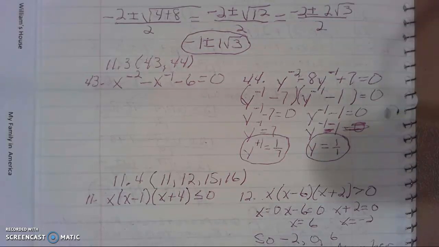So then I set each factor equal to 0. y to the negative first minus 7 equals 0, so y to the negative first equals 7. Remember, y to the negative first is 1 over y. So that means I get y equals 1/7 because 1 over y equals 7, so then I've got the reciprocal. y to the negative first minus 1 equals 0, so y to the negative first equals 1, and the reciprocal of 1 is 1 over 1, it's still 1.